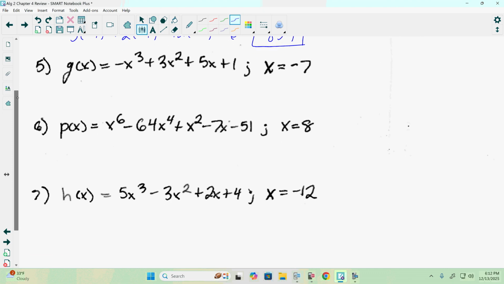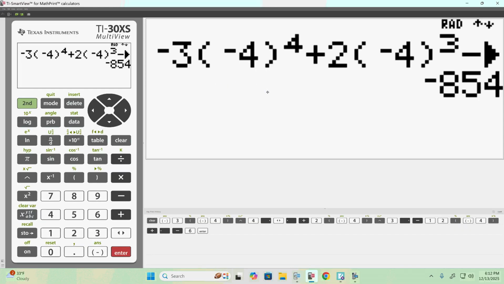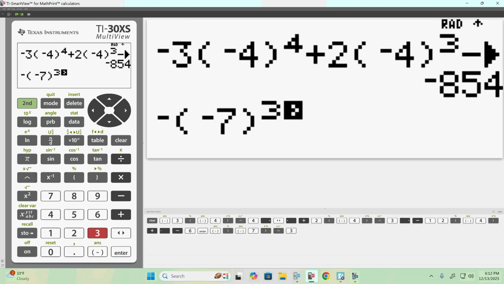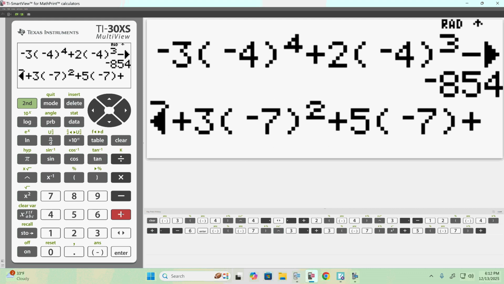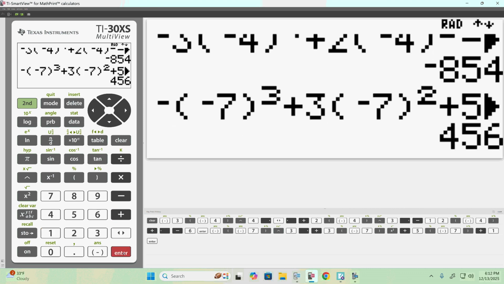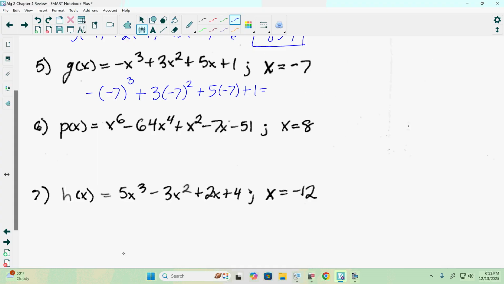We can do the same thing with number 5. We're replacing every x in g of x with negative 7. So we have negative 7 cubed, plus 3 times negative 7 squared, plus 5 times negative 7, plus 1. Again, I just go back to the calculator. Enter. And it tells us that it's 456. So the answer for this here is 456.